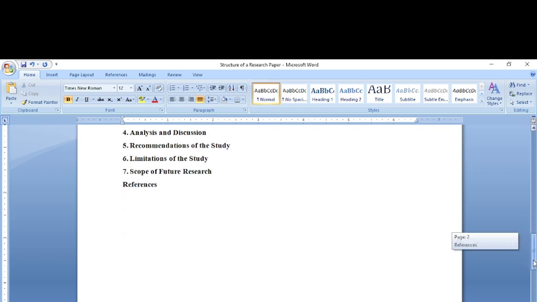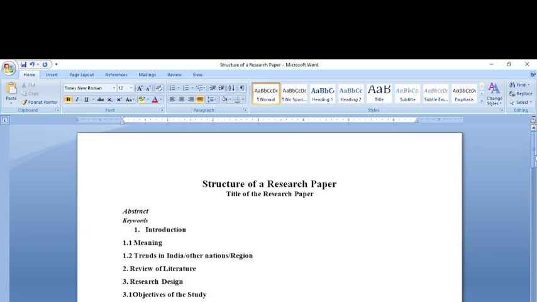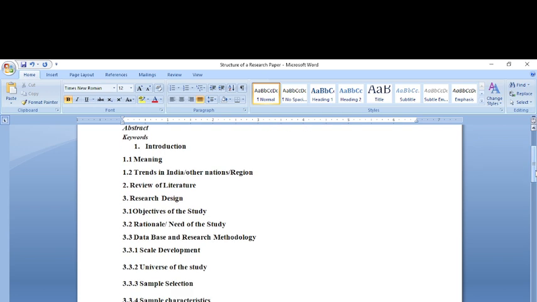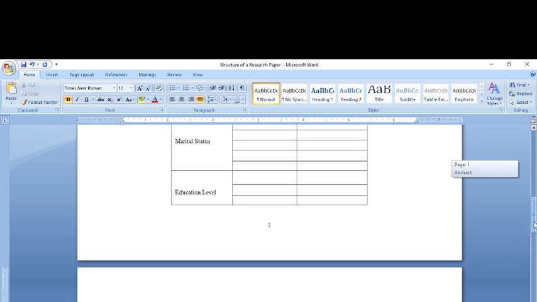In my further videos, I'll be discussing these elements in detail: the elements of abstract, the elements of keywords, how to give keywords, how to give an abstract, how to write the objectives of the study, how to write the rationale, and the scale development, the universe. So I'll be discussing all these elements in detail.